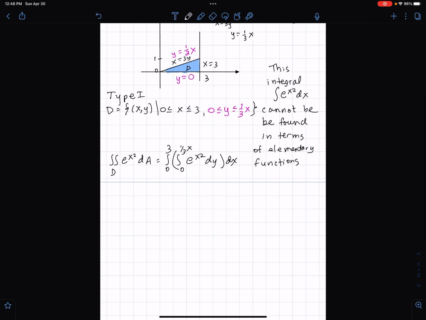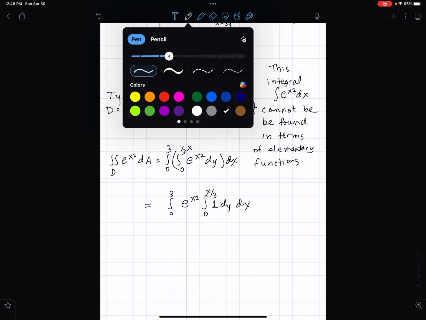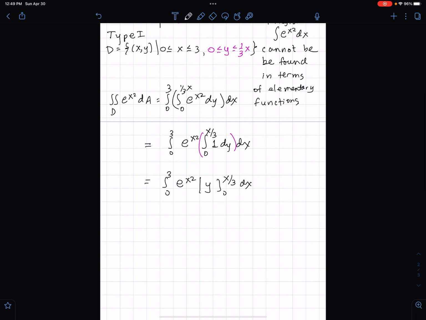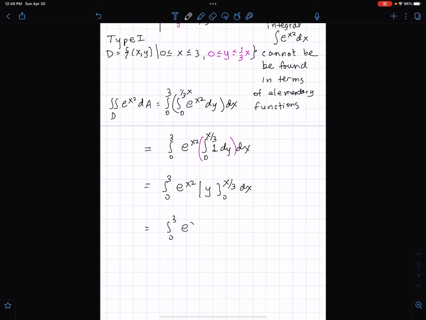All right, now I can evaluate this integral, because I noticed that the first inside integral is with respect to y, but e to the x squared is a function that doesn't have any y in it. So in fact, that's a constant in terms of integration with respect to y. So we really just have this integrating 1. Let's go ahead and do that. So I have 0 to 3, e to the x squared, and the integral of 1 is y with respect to y. Then I'll evaluate that from 0 to x over 3. And, okay, so I have 0 to 3, e to the x squared, x over 3 minus 0 dx.